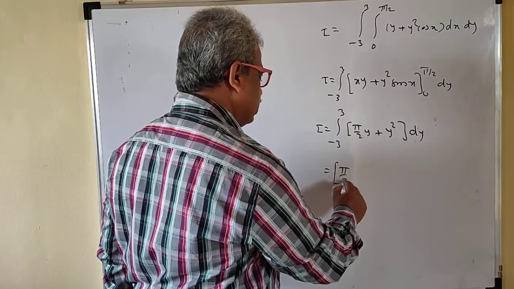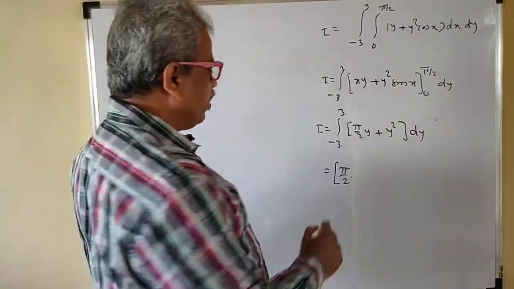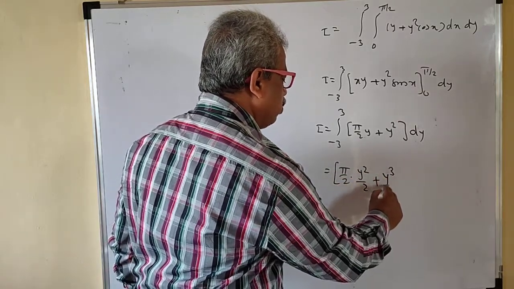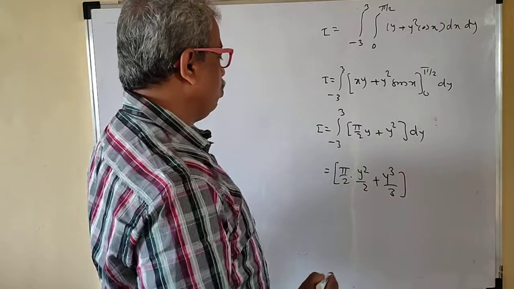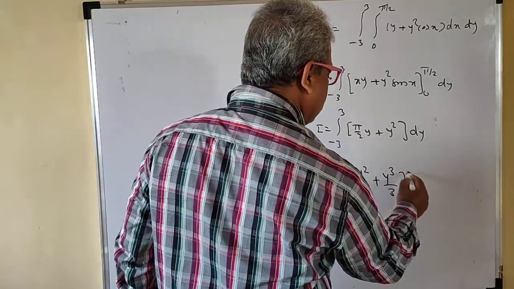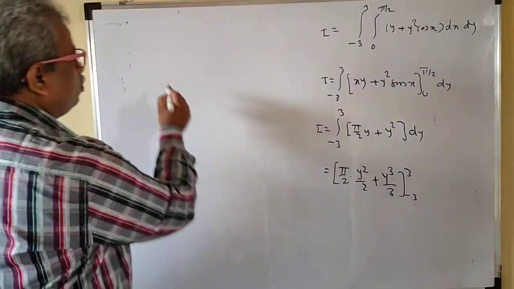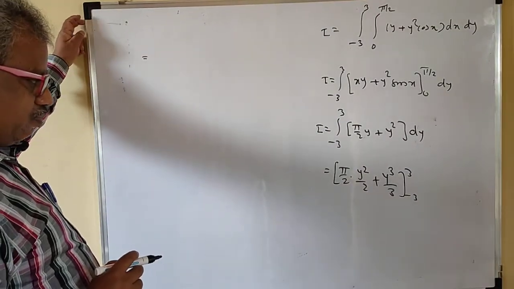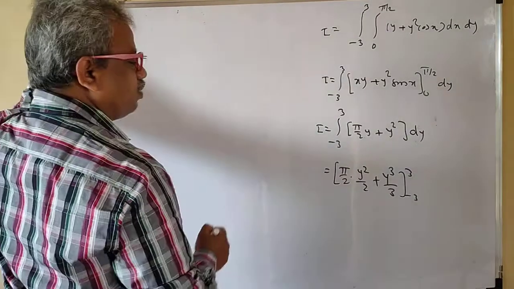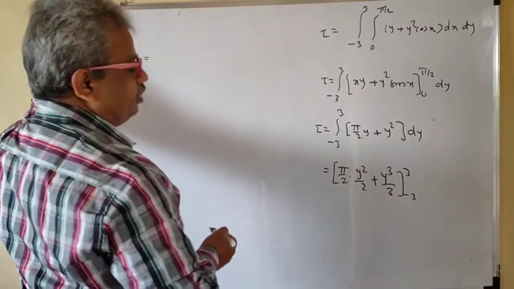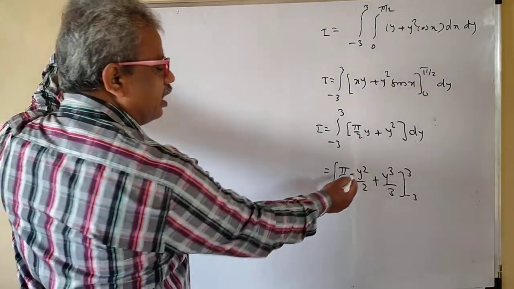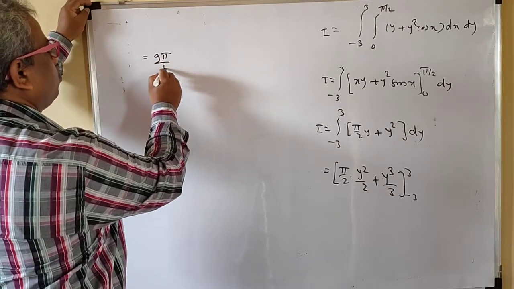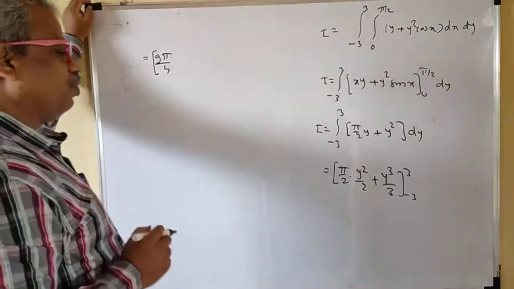So this is pi by 2 as it is. Integration of y is y square by 2, plus y cube by 3. So now this is minus 3 to 3. Okay. So now this is equal to, I'll put first y is equal to 3. Okay. So put y is equal to 3. So this is 3 square. 3 square is 9, right? 9 by 4. So this is 9 pi by 4.